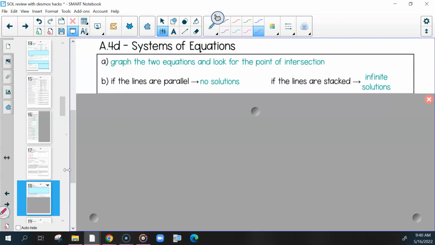For the systems part A is graph the two equations, look for a point of intersection. For part B, if the lines are parallel, that's no solution. If the lines are stacked, that's infinitely many. So you do not have to solve any systems problems by elimination or substitution. You can do them all by graphing, including any systems word problems.